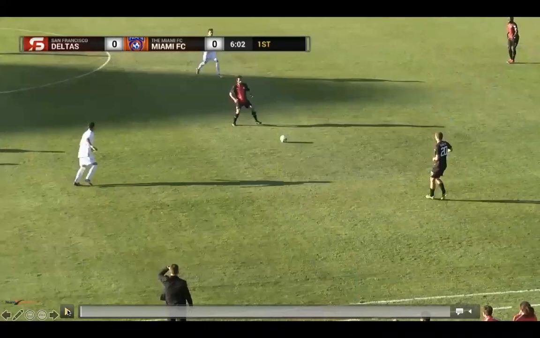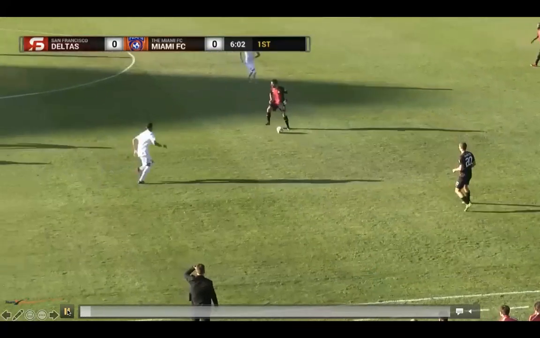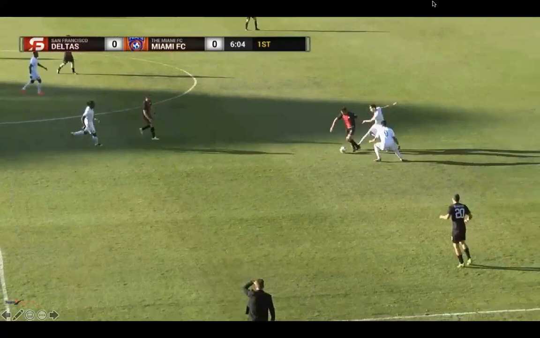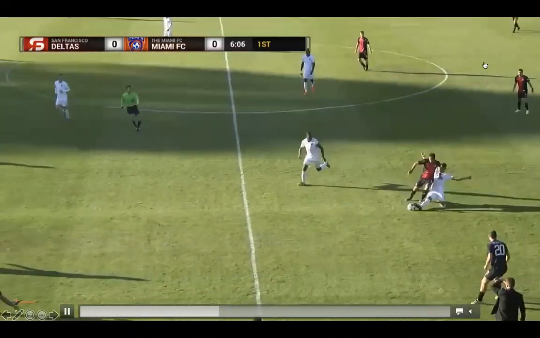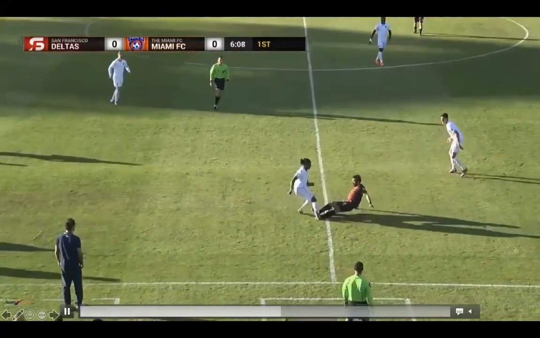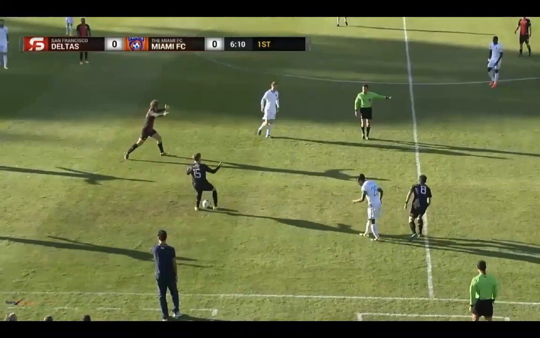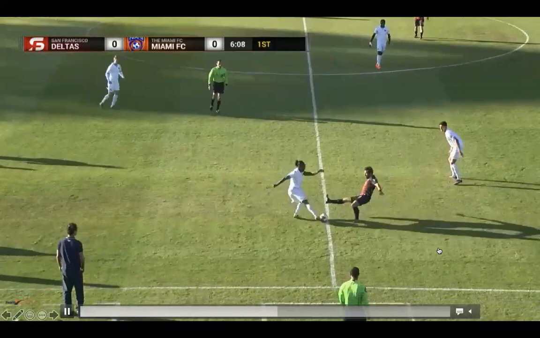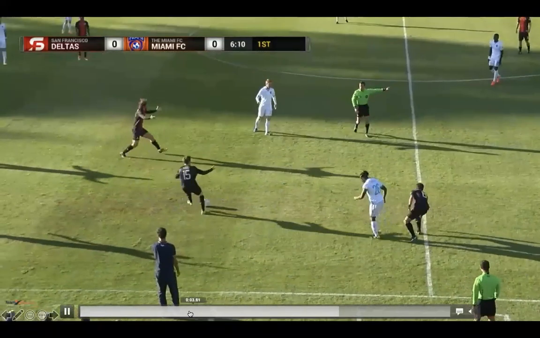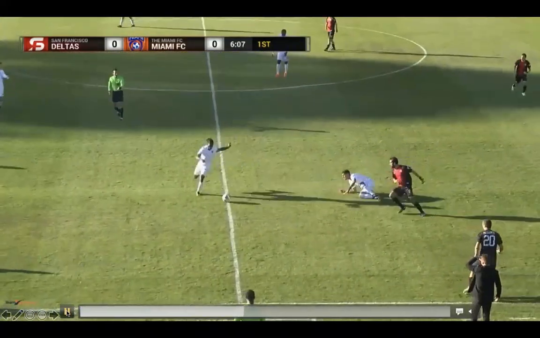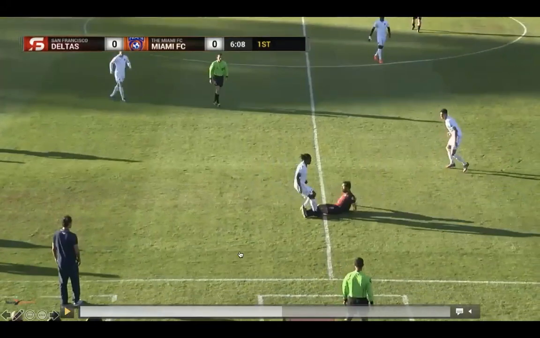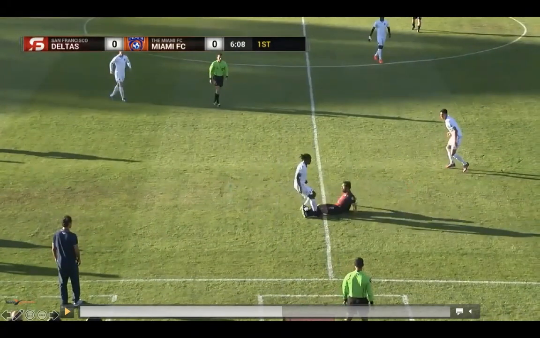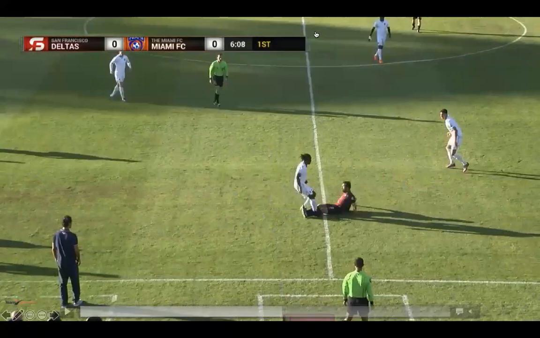So we had a request to play this back one more time at full speed. So anytime you see somebody come in with two feet like that, it's really got to heighten our awareness. This is not a safe way to play the game of soccer. So we don't want to allow challenges like that.